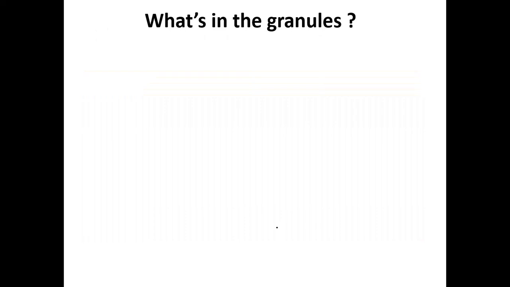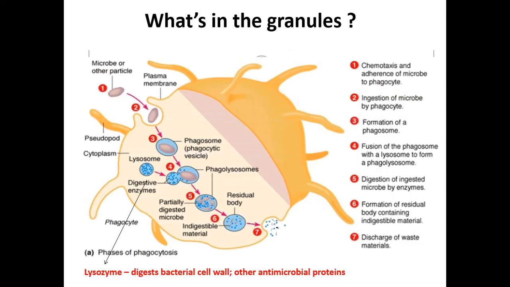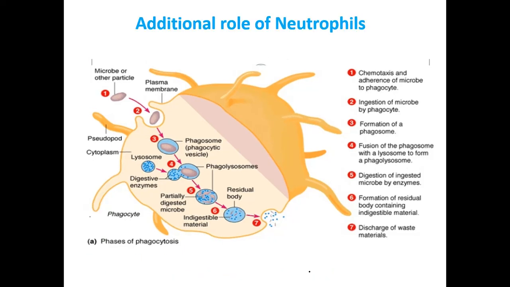So what's in the granules? This diagram shows that a bacterium or a microbe is ingested by the process of phagocytosis. A phagosome is formed, and then a phagolysosome is formed. Here you can see the lysosome contains digestive enzymes which digest the bacterial cell wall, in addition to antimicrobial proteins.